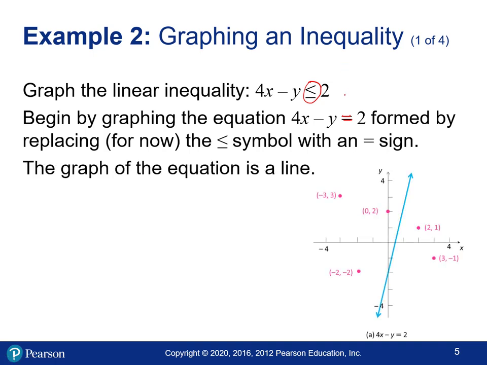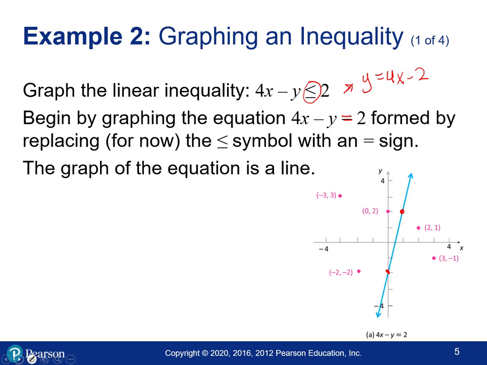So if we graph the line, if you want to solve this for y, you would have y equals 4x minus 2, and then you can plot that line using the y-intercept at -2, and then the slope of 4 over 1. And so that's a quick way to graph that line.